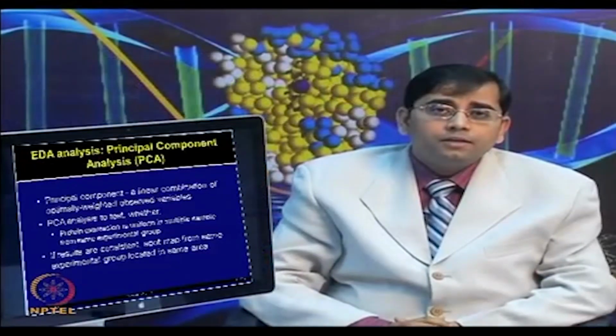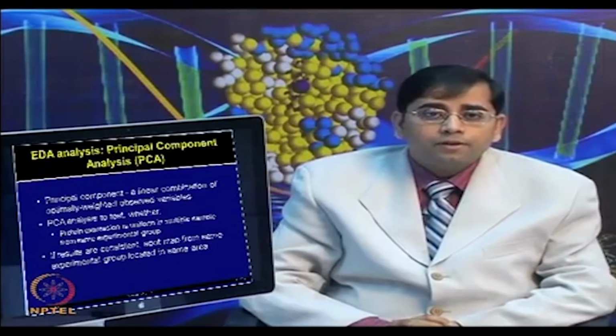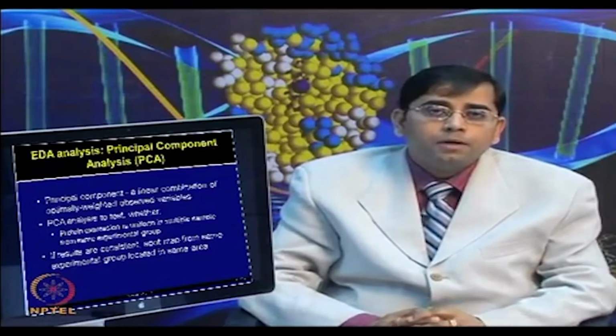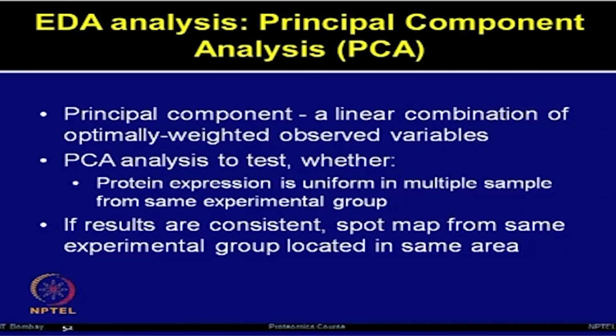So, after doing the BV analysis, further statistical analysis of different classes can be performed by using EDA or extended data analysis. Now, EDA has different types of tools in this software. One of the most commonly used is principal component analysis or PCA. The principal component is a linear combination of the optimally weighted observed variables.